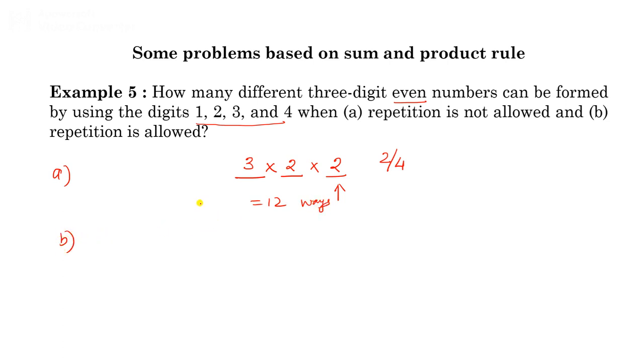Now the B part, when repetition is allowed. Again you will start with this one. So 2 choices are there for this one, because you can write 2 or you can write 4, as an even number is required. Now for this place you can write any one out of 4. Again for this one you have 4 choices. So 4 into 4 into 2, this is 32. So 32 ways are there. In this way you can count 3-digit even numbers.